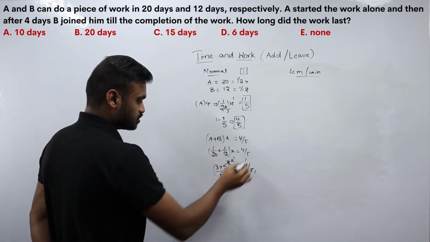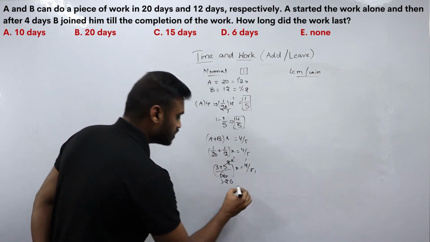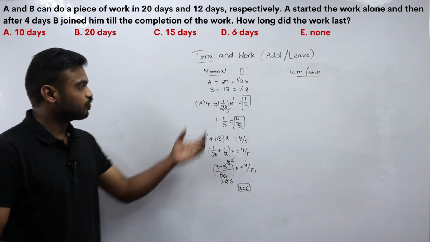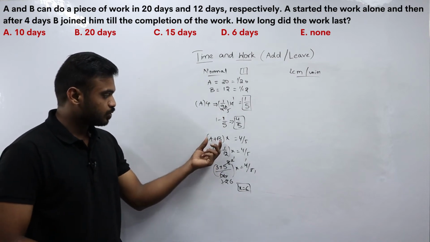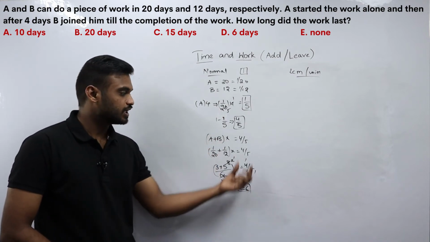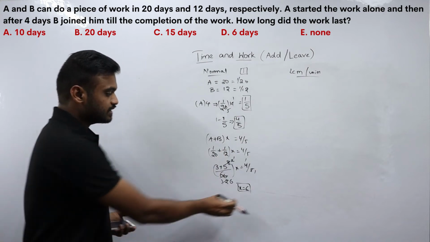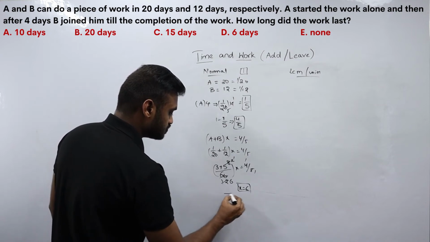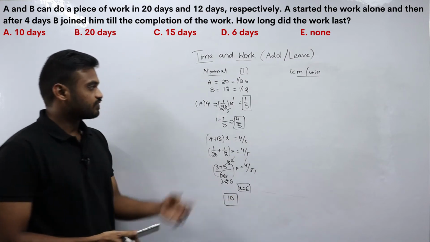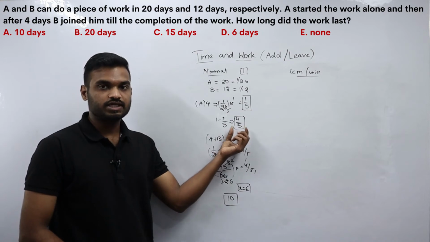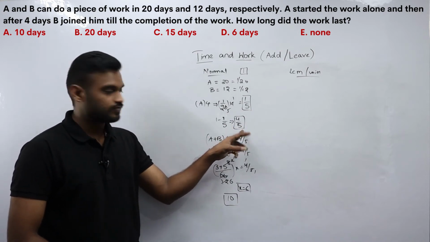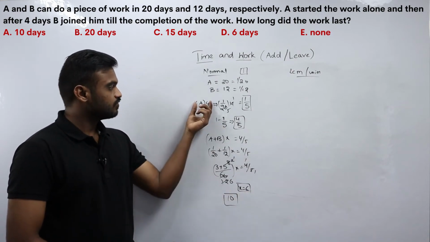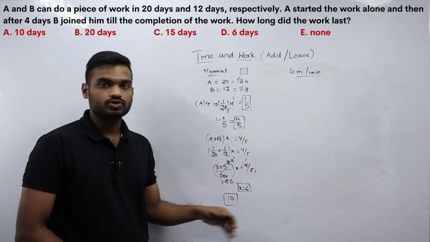Now if I send this 6 to the right hand side, I will get x equal to 6 days. So after working for 4 days by A, A and B both together have taken 6 days to complete the remaining part of the work. So totally 6 plus 4, that is 10 days, for A and B to complete the work. After working for 4 days, 4 by 5th part of the work is left over, so to complete it A and B totally took 6 days. So totally 6 plus 4, that is 10 days to complete the work.